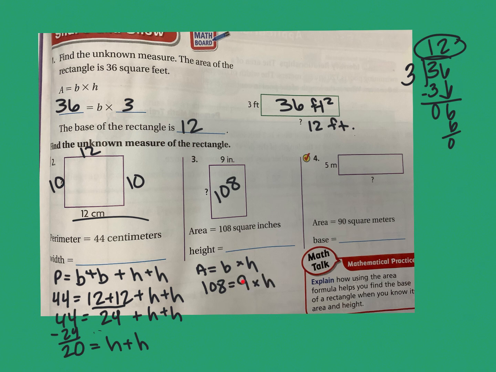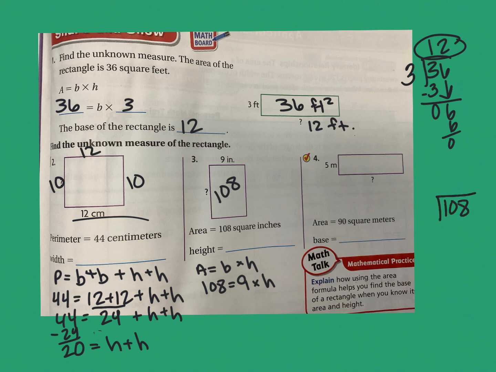Goodness. In my math facts sitting in my brain that I've memorized, I don't know 9 times what number gives me the height. It's more than 10 because that's 90, so that's why I don't know. But remember, division is the inverse of multiplication, so I can work backwards. Let's do 108 divided by 9. That will tell me what that is.